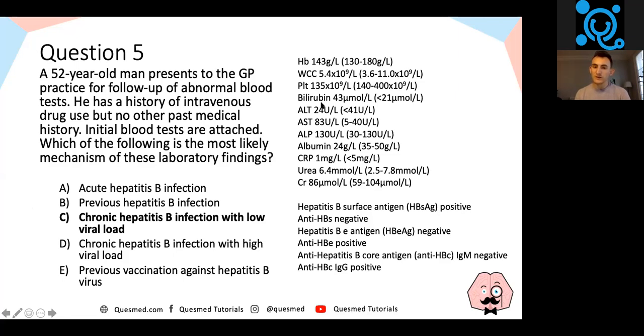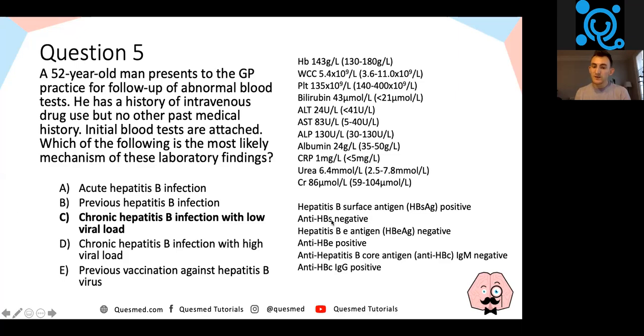So this is a patient who has a slightly abnormal AST, a normal ALT, an abnormal bilirubin, and a normal ALP. So it implies that there's a tiny bit of hepatocellular damage there. And if we look at the hepatitis B serology and the antigens and the antibodies, we can see that the hepatitis B surface antigen is positive. So if the surface antigen is positive, it means that infection is present. And that could be acute infection or chronic infection. So we know that surface antigen positive means infection is present.